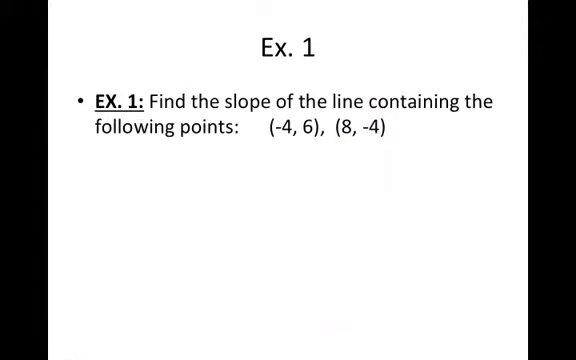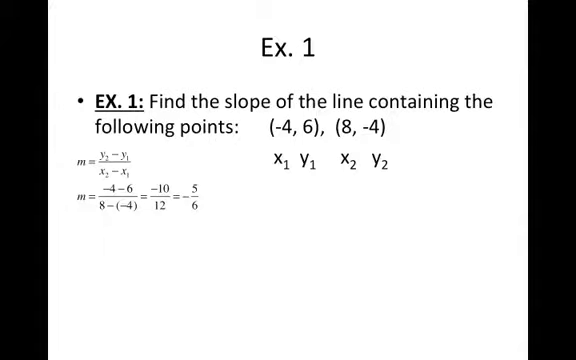So we want to find the slope of the line containing the following points: (-4, 6) and (8, -4). So the first thing you do is you pick one point to be point 1, the other point to be point 2, and you label the coordinates accordingly. So I've got x1, y1, x2, y2, and then you use your formula.